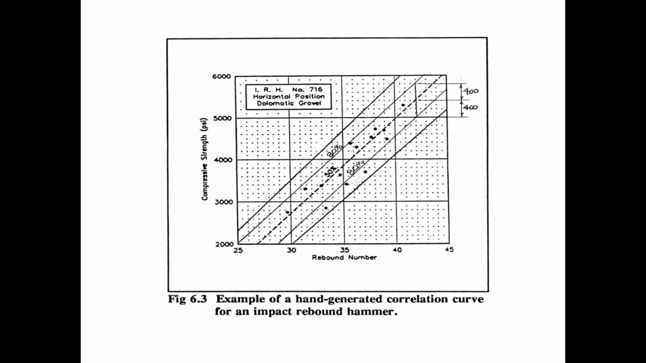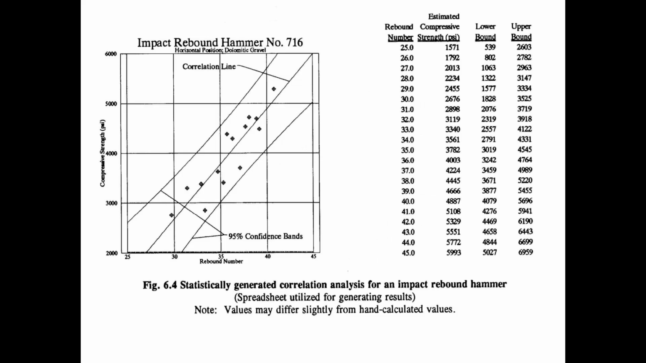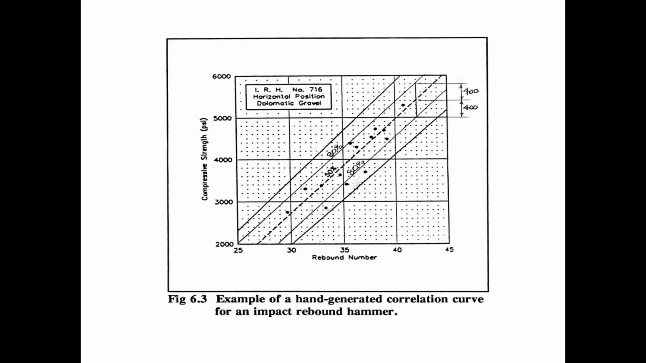Now you'll notice that on the hand-drawn curve their lines are not labeled correctly. So looking at the computer-generated curve, it's correct. They're showing the confidence bands, and they have those labeled as 95% confidence bands. But if you look at the hand-drawn curve, they've got those bands labeled as 80%. So that is a typo.